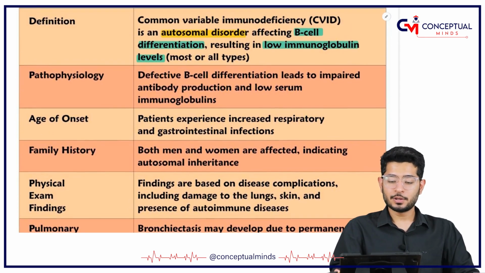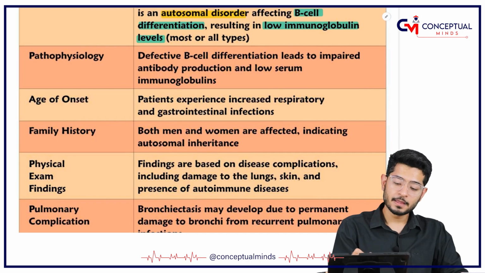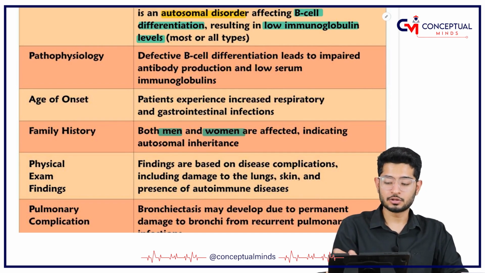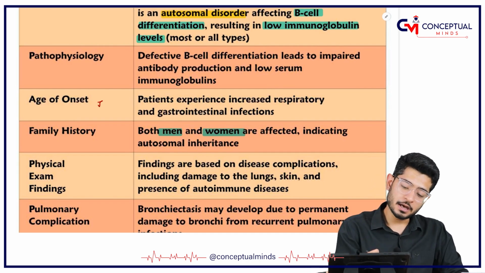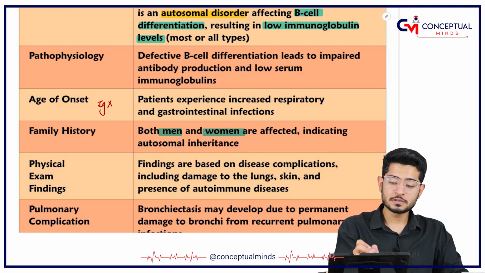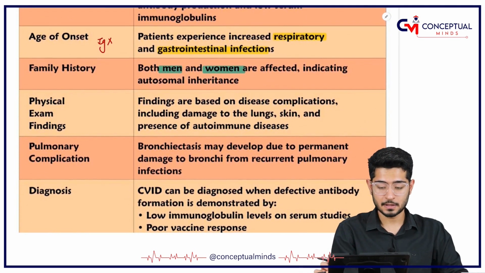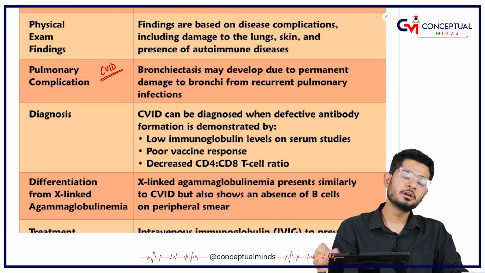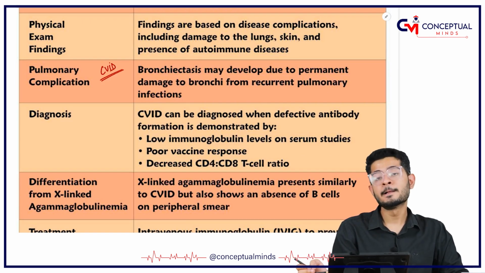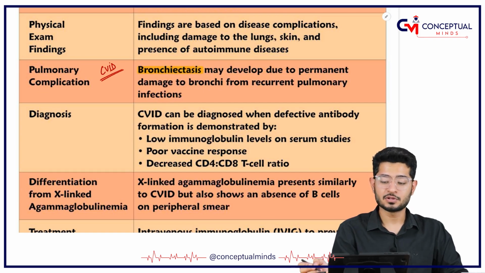So pathophysiology, you have to understand, if the B cells are not differentiating, of course there will be less amount of immunoglobulins. Since it's an autosomal disease, remember both men and women are going to be affected in this case. And one thing which you have to understand is that because immunoglobulins are not formed, the child is going to have all the infections, primarily the respiratory as well as gastrointestinal tract infections. The important part which is asked actually in CVID is the pulmonary manifestation, which is bronchiectasis, which may develop due to permanent damage to the bronchus.